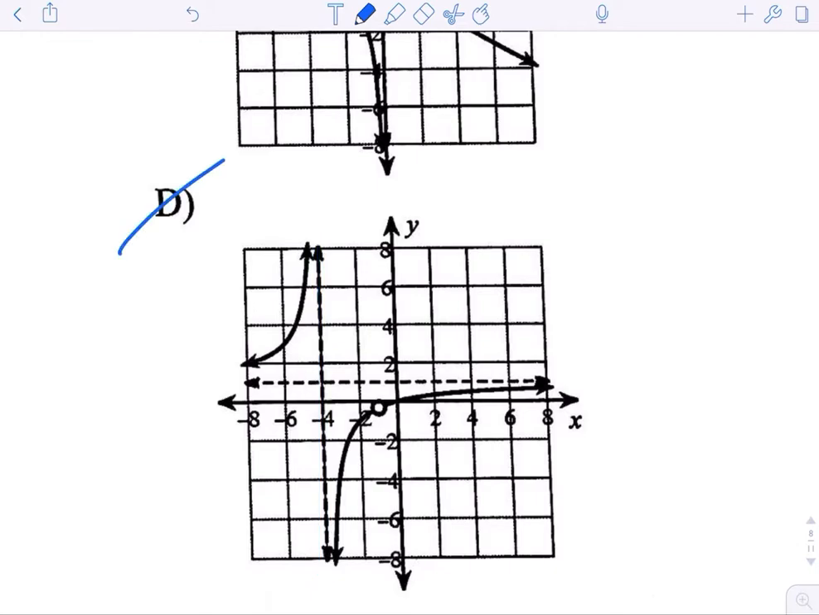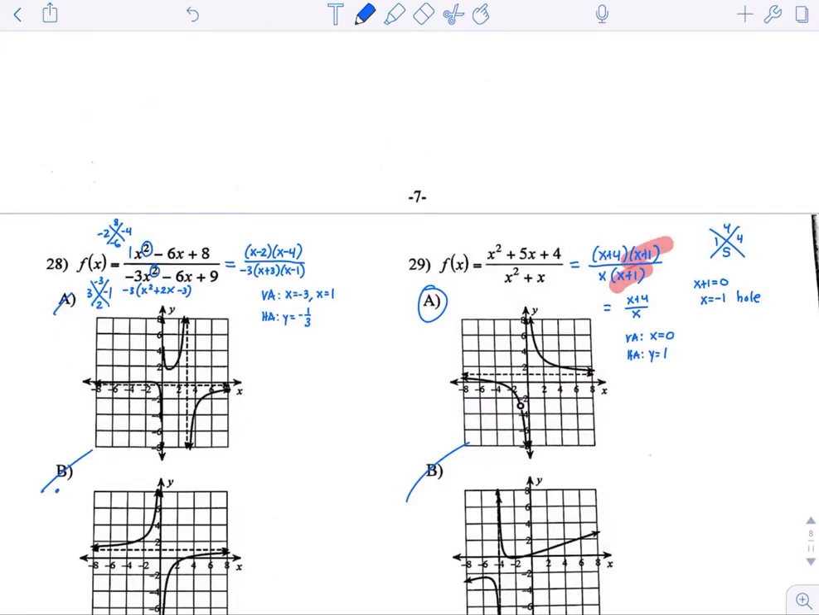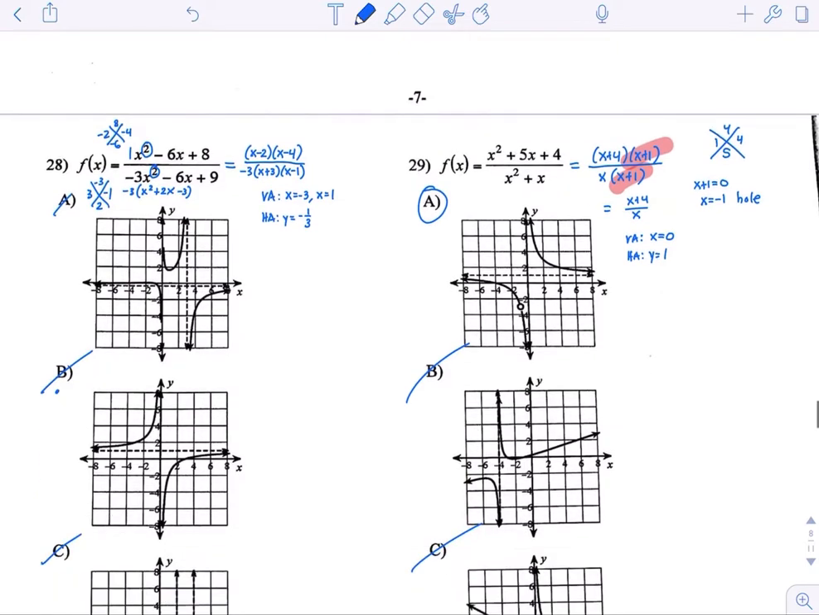So use your information to get rid of multiple choice answers. That will give you the best possible choice. Okay?